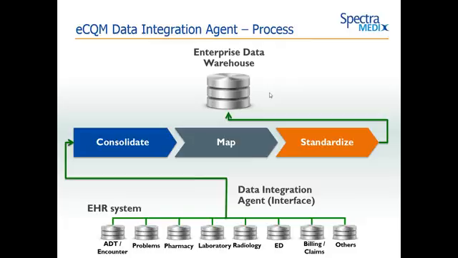And this is an ongoing process. So as we give you a performance improvement tool and you update a measure, you update a patient's information, then we pull that information in on a batch process, whether that's weekly, biweekly, monthly, quarterly, however we set it up with you. It'll go through the same process of consolidating that data, mapping it, standardizing it, and populating the enterprise data warehouse.